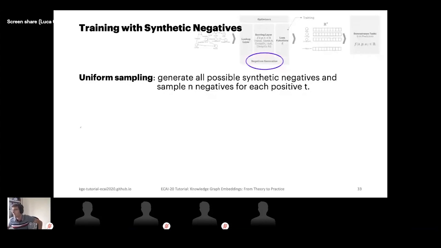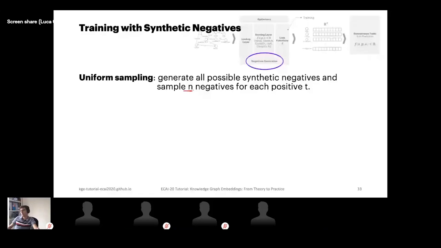So once we have defined what the negative examples are, we'll have to decide a way to use them in practice during training. And in the literature, there are different techniques, one being uniform sampling. That means that we generate all possible synthetic negatives, right? And then we sample those negatives for each positive. We just take a few negatives for each positive, and we go ahead with training, right?